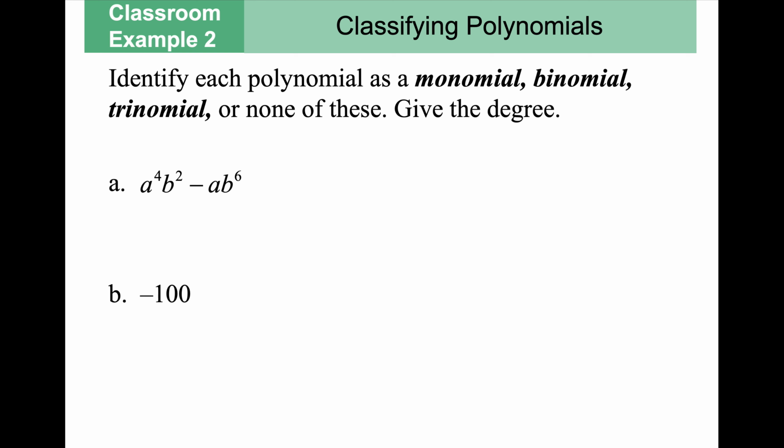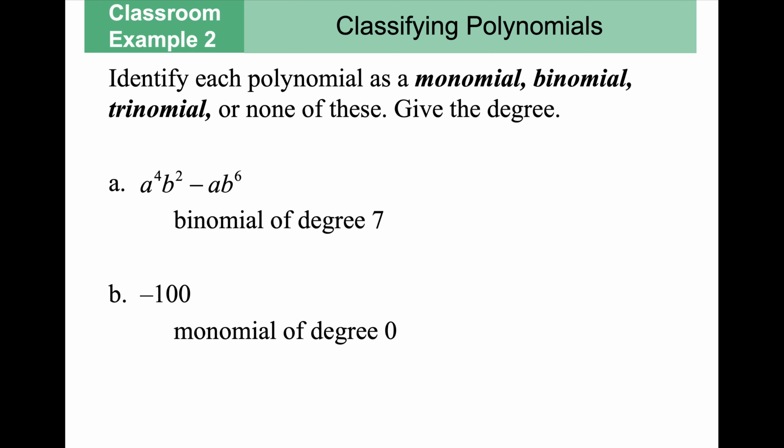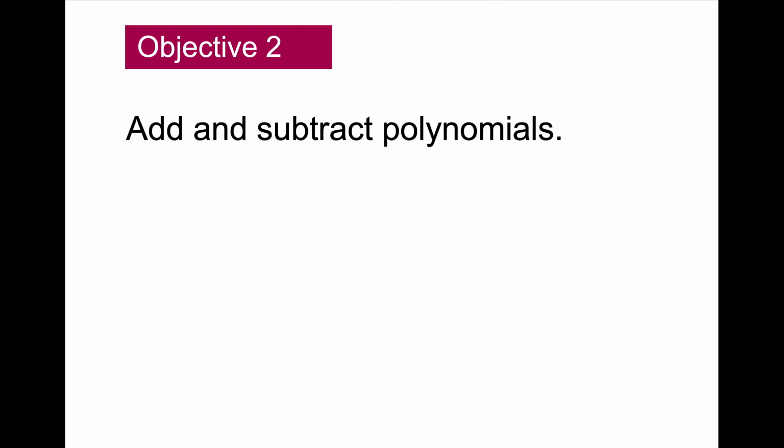So if you look at these, let's identify what they are and then look at the degree. So for the first one, that's going to be a binomial. It's going to be a degree of 7 because 4 plus 2 is 7. B is going to be a monomial. It has no variable, so it has a degree of 0.